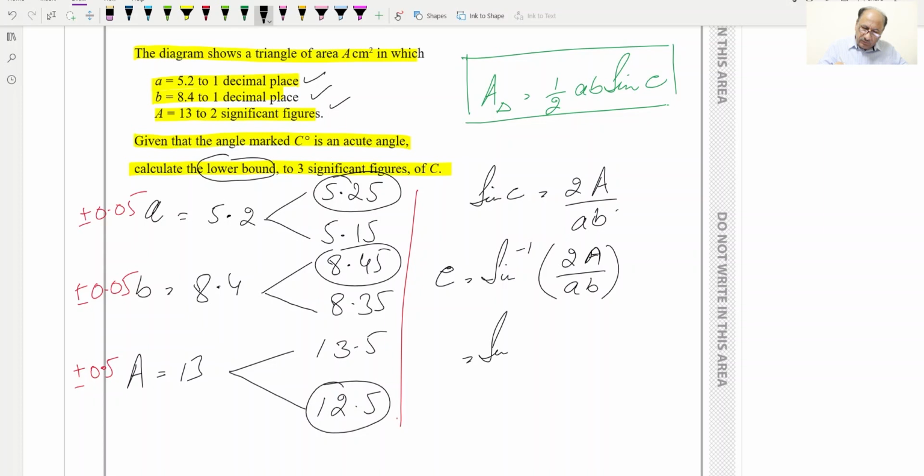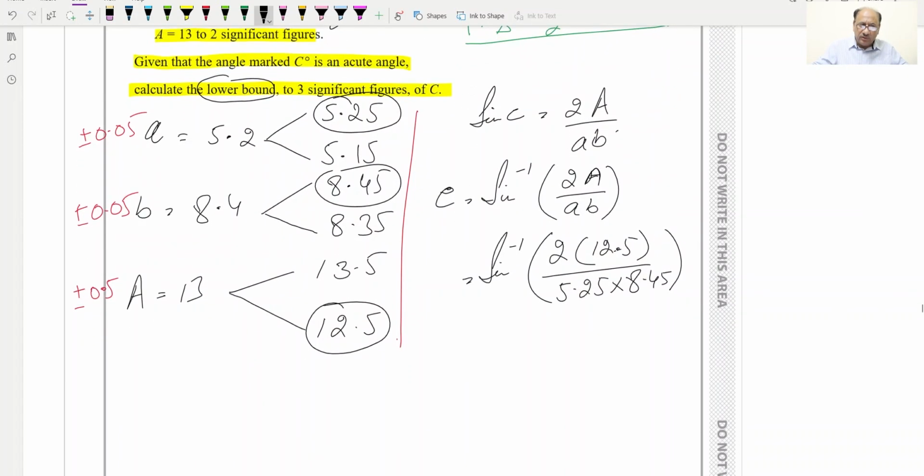So I will write these values. Sine inverse of 2 into 12.5 divided by 5.25 multiplied by 8.45. I have explained why we have taken these values and why we have not taken the other values. Hopefully you understood each and everything.